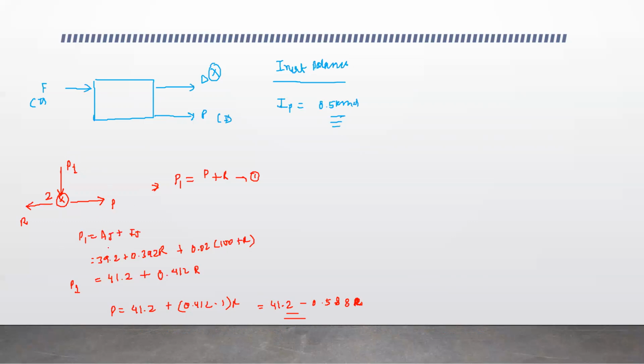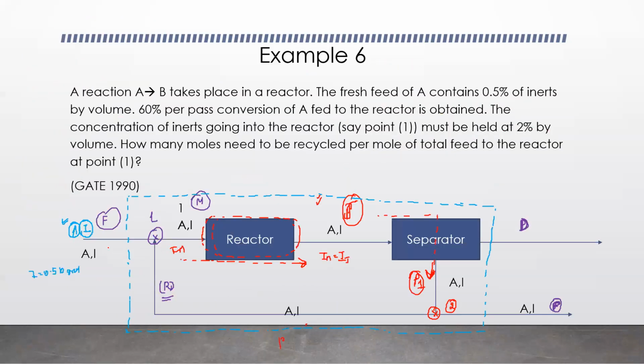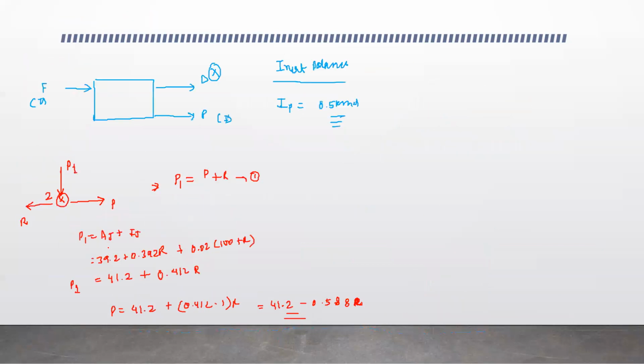All right. So once we get P1, we get P. So now we also have inerts in the Purge stream, right? We have inerts in the Purge stream. So inerts in the Purge stream is 0.5 kilomoles. All right, this is what we have.